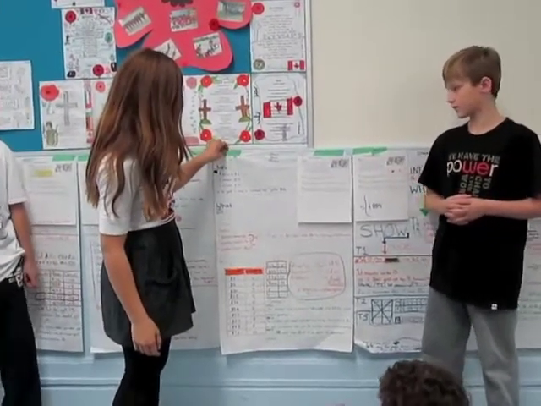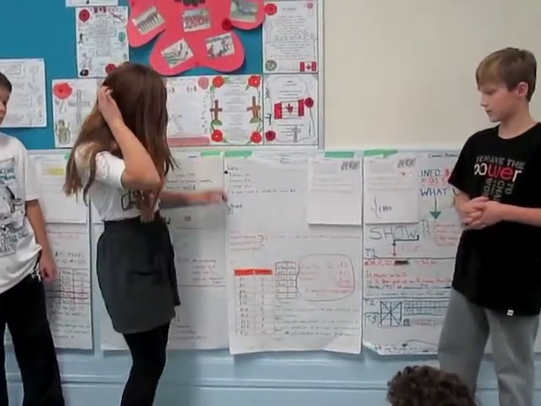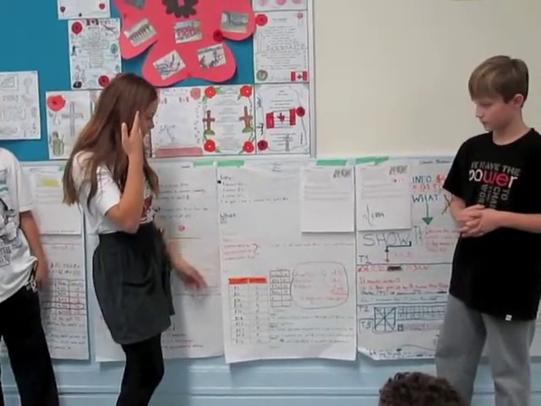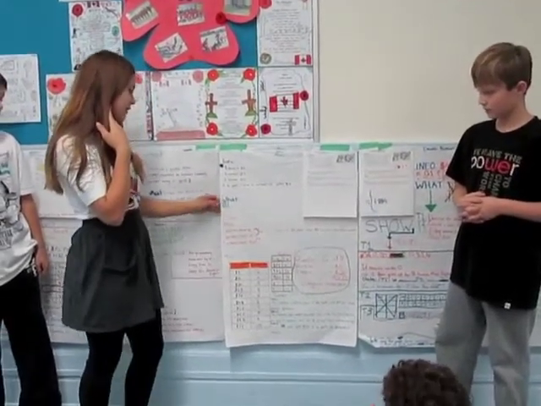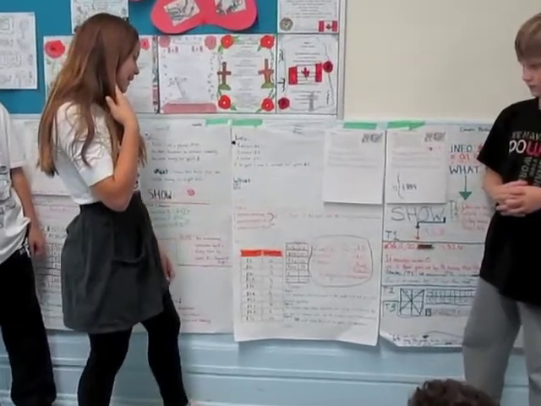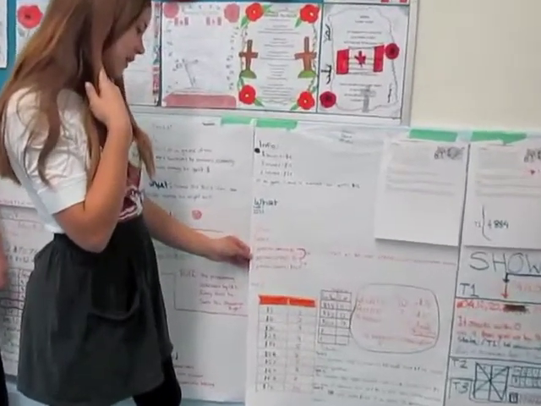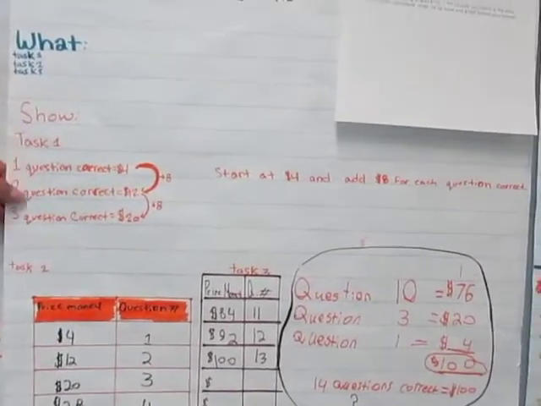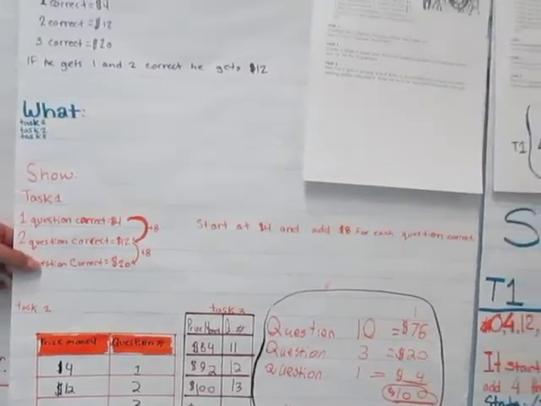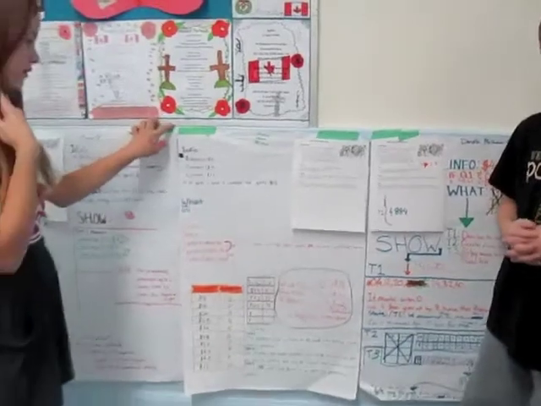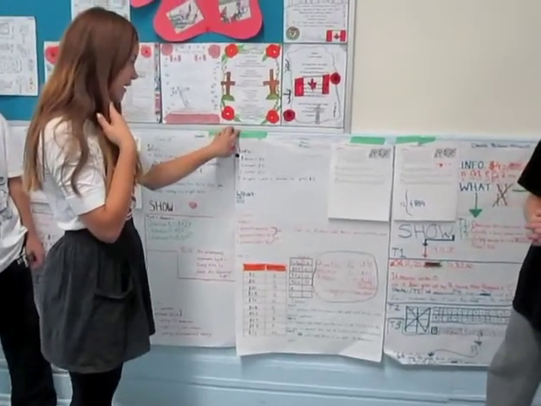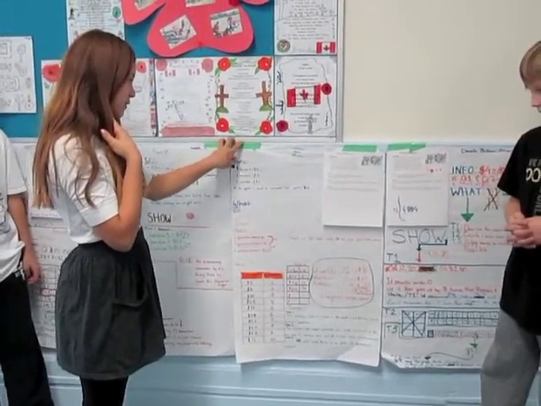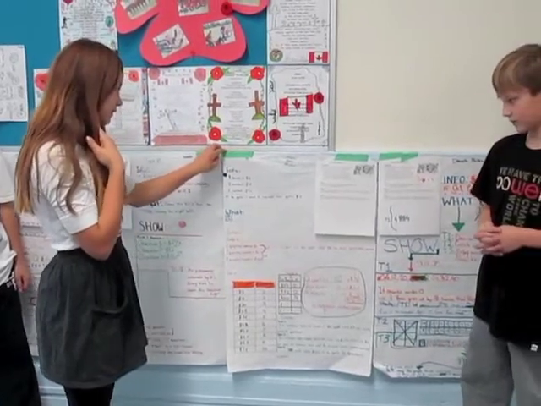For task 1, describe the pattern for the prize money Riley might win. Write a rule to describe this pattern. We wrote 1 question correct equals $4, and then added 8, and that makes 12. And to 20 is also added 8. So our pattern rule is start at 4 and add $8 each question correct.